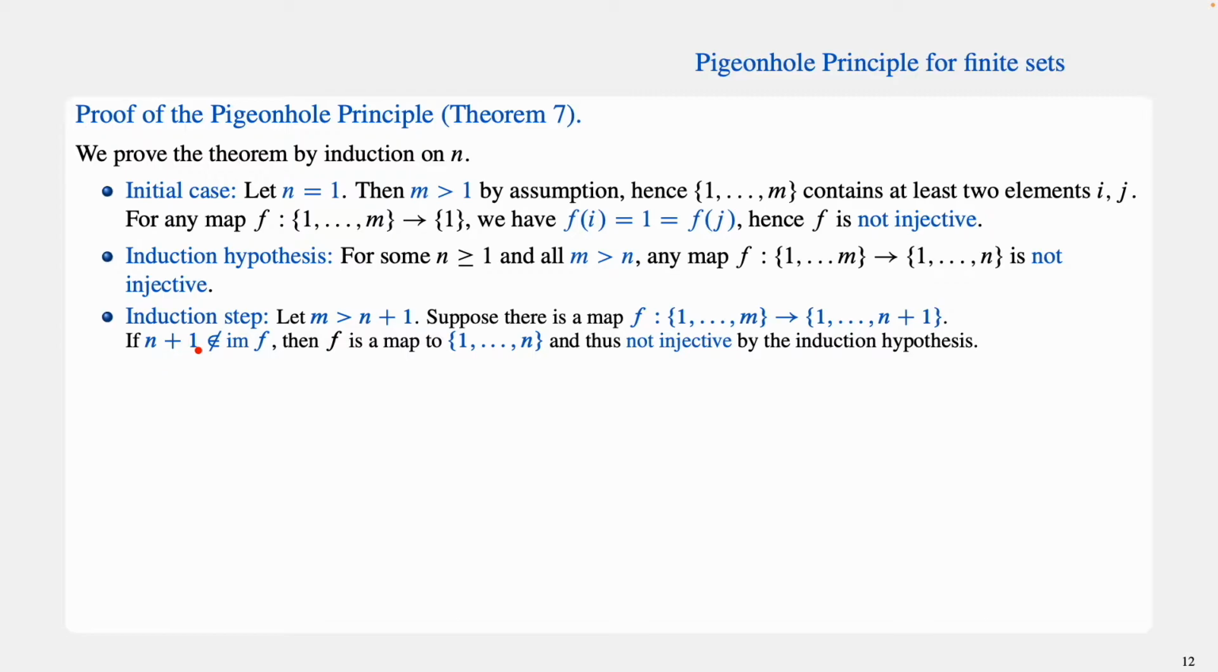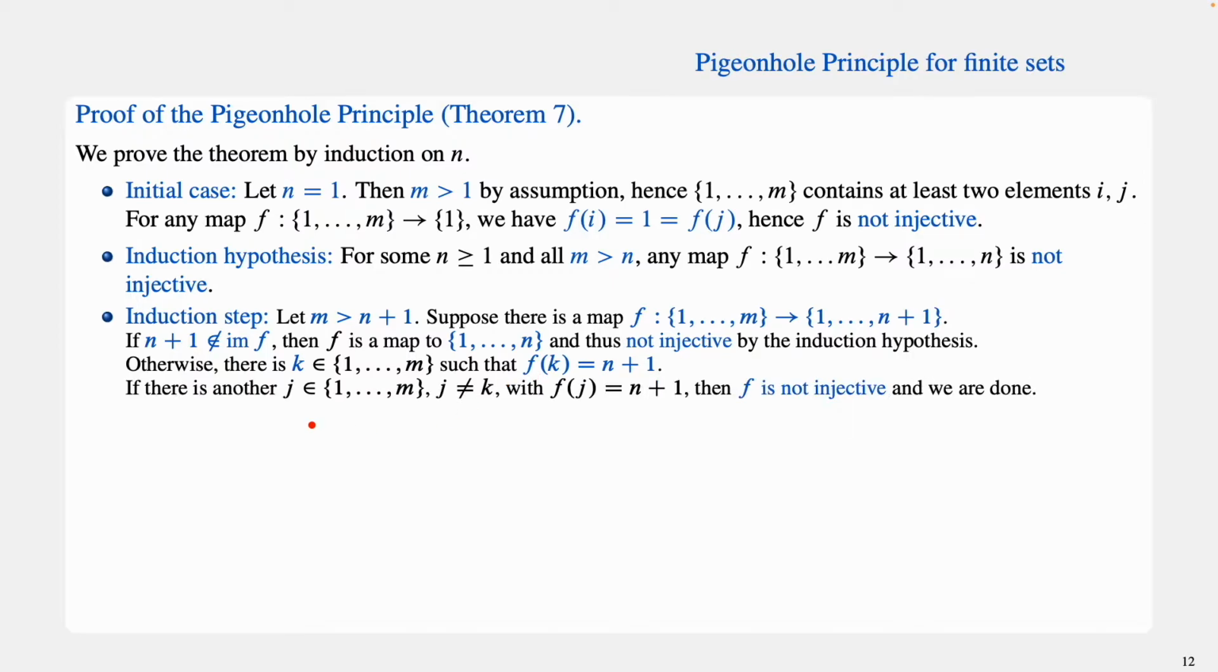Now, if n plus 1 is not contained in the image of f, then in fact f is a map into the subset of the numbers from 1 to n, which is a subset of this one. And then we can already apply the induction hypothesis to conclude that f is not injective. Otherwise, we assume that n plus 1 is contained in the image of f. That means there is some number k between 1 and m that is mapped to n plus 1 under f. Now, if there's some other number j in the numbers from 1 to m that is different from k but is also mapped to n plus 1, then f is not injective because we have two distinct values mapping to the same element. Then by definition f is not injective, and we're done.